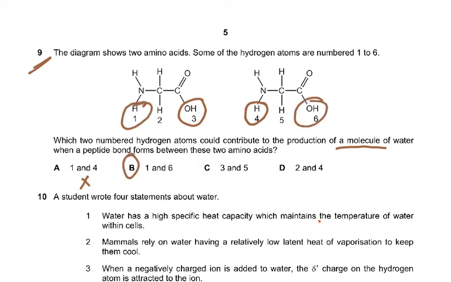You see, why are the others wrong? 3 and 5. This is 3. This is the middle hydrogen. This can't happen at all. Then 2 and 4. 2 is again on the central carbon atom. So this is also wrong. So these were wrong. But you must know why they are wrong, you see.